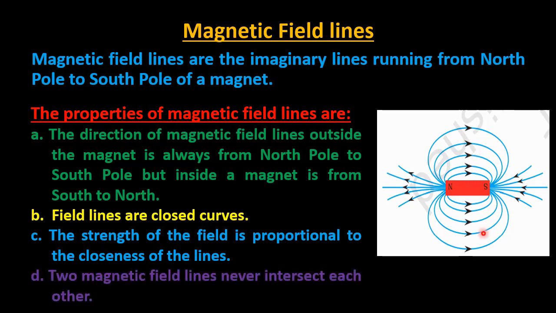The fourth property of magnetic field lines is that two magnetic field lines never cross each other. As you have already seen in the figure, no two magnetic field lines are crossing each other. They are not intersecting each other. There is a reason for this. I will explain this reason in the form of a question and answer.